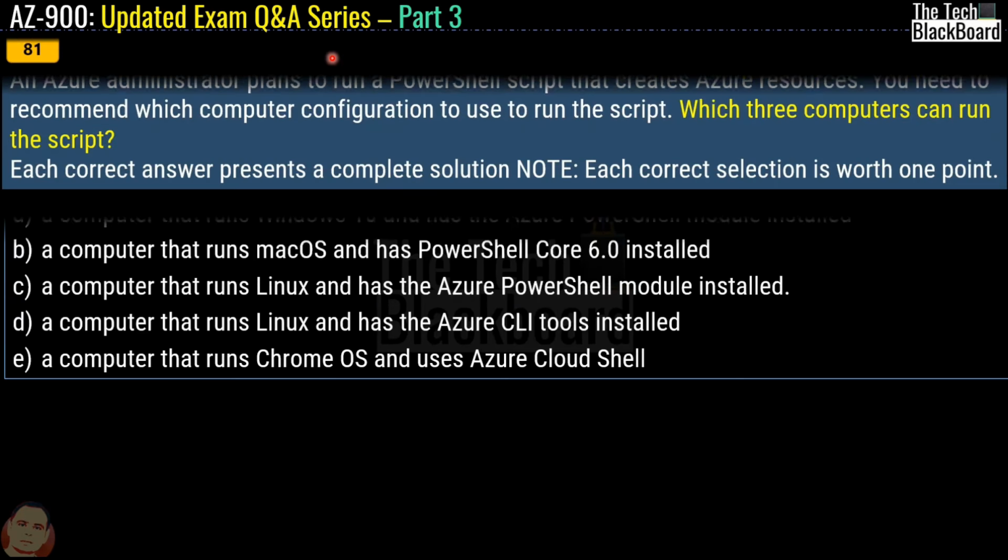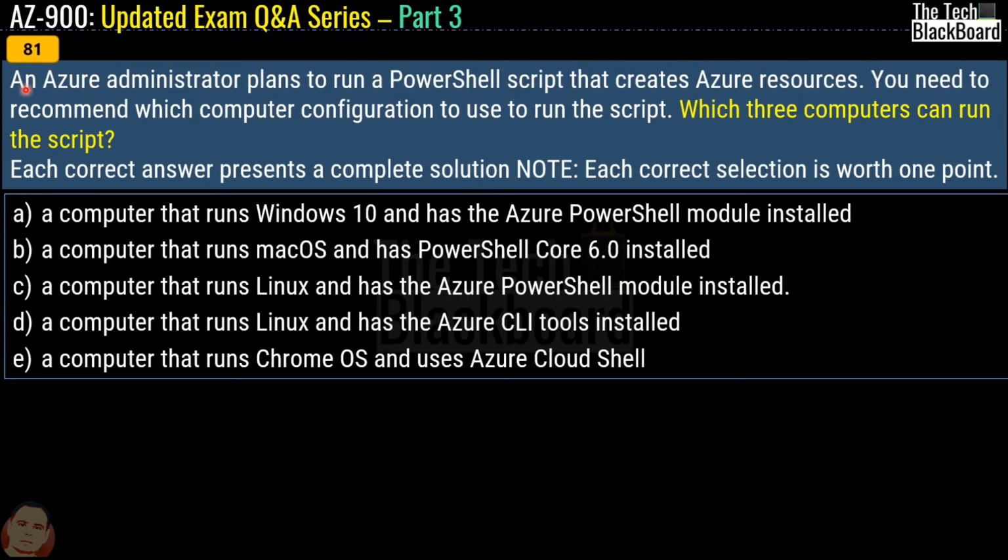Now let's jump to question number 81. The question says an Azure administrator plans to run a PowerShell script that creates Azure resources. You need to recommend which computer configuration to use to run the script. Which three computers can run the script? Each answer presents a complete solution and each correct selection is worth 1 point.